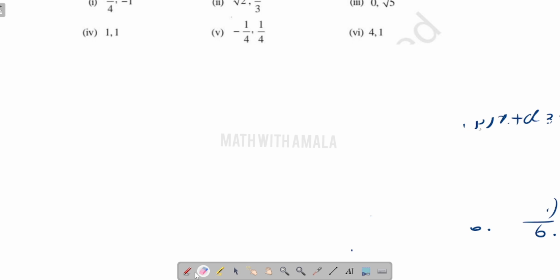Finally, the last one, 4 comma 1. Sum is equal to 4, product equal to 1. You can simply write it like x square minus 4x plus 1.